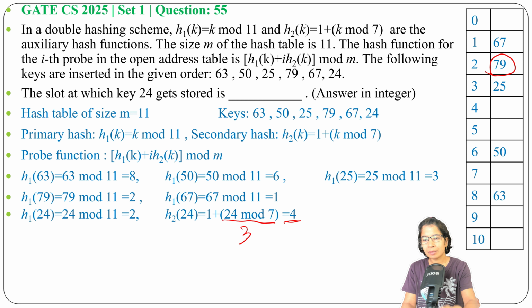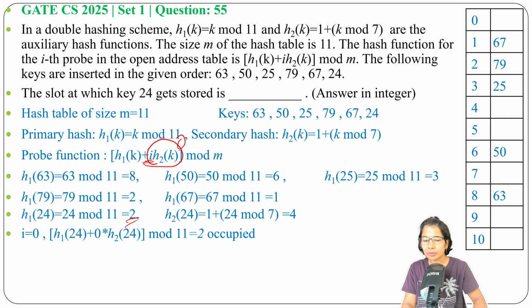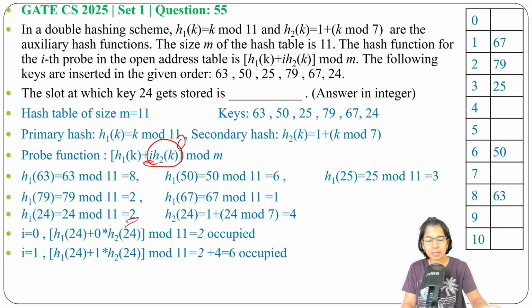Next, we'll check for i. First, we'll do for i equals 0. Now, for i equals 0, in place of i we write 0, so this whole term will be 0. So h1 of 24 is what? 2. 2 is already filled. Next, we'll check for i equals 1. So h1 of 24, that is 2 plus 1 multiplied by 4, that is 6. 6 is also occupied, so we cannot insert.